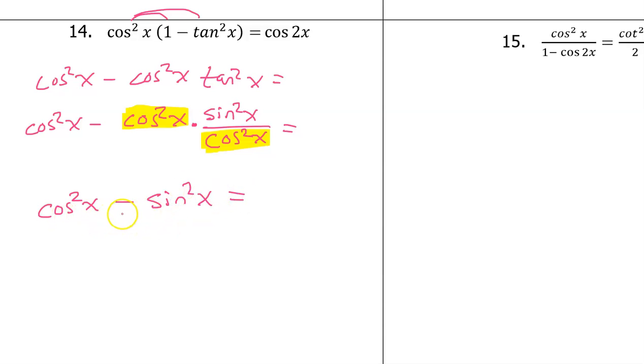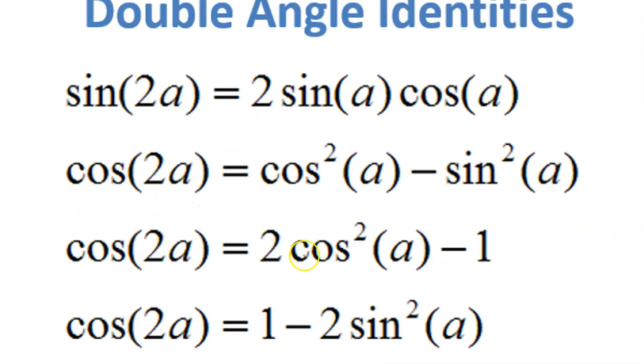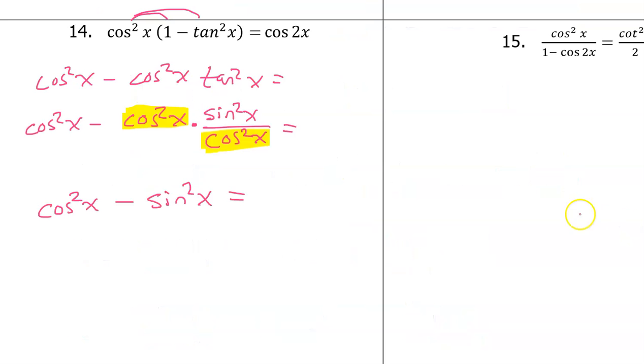Isn't that the identity though? Let's check it out. Cosine squared minus sine squared. That is the identity for cosine of 2x. So it's a two-way street. Cosine squared minus sine squared is the same as cosine of 2x. So I can replace this with the cosine of 2x, which is the target.